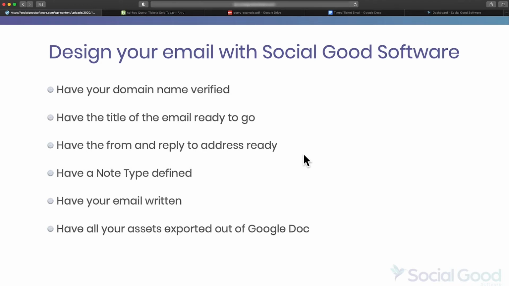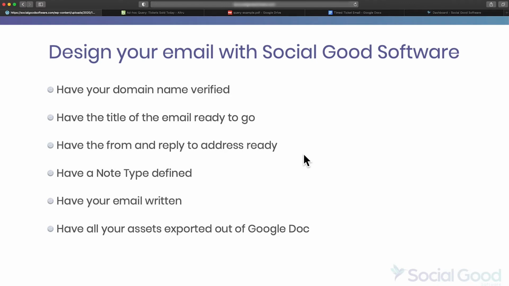The next thing here is you want to have a title for the email ready to go. However the email title is going to be delivered to the inbox, you want to have that ready to go here for your email. And you also want to have the from and reply to address ready. Whatever email address you want to use, just make sure you have that handy. You need to have a note type defined. We already have one defined. And then you need to have your email written, preferably. You typically don't want to be writing this email in the email designer.